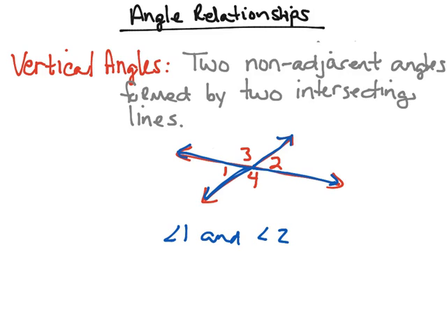However, we do have another pair of vertical angles. We also have this angle number 3 here and this angle number 4 down here. Angle 3 and angle 4 would be considered vertical angles as well, because those two angles are non-adjacent angles formed by two intersecting lines. So we have two examples of vertical angles here.